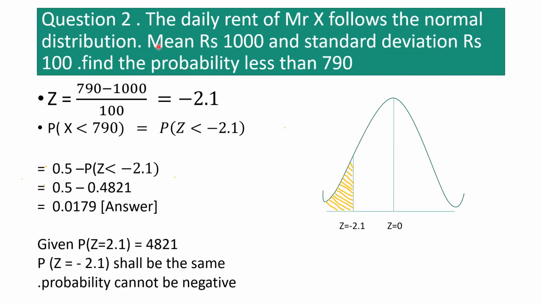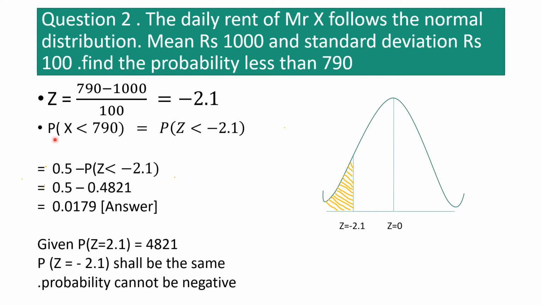Question number 2. The daily rent of Mr. X follows the normal distribution curve. Mean given to be 1000 and the standard deviation is 100. Find the probability less than 790. So the first step in this type of equations is to calculate the value of Z. The formula remains the same. 790 minus 1000 upon 100. 790 here is X, 1000 is the mean and 100 is the standard deviation. Your Z comes out to be minus 2.1.